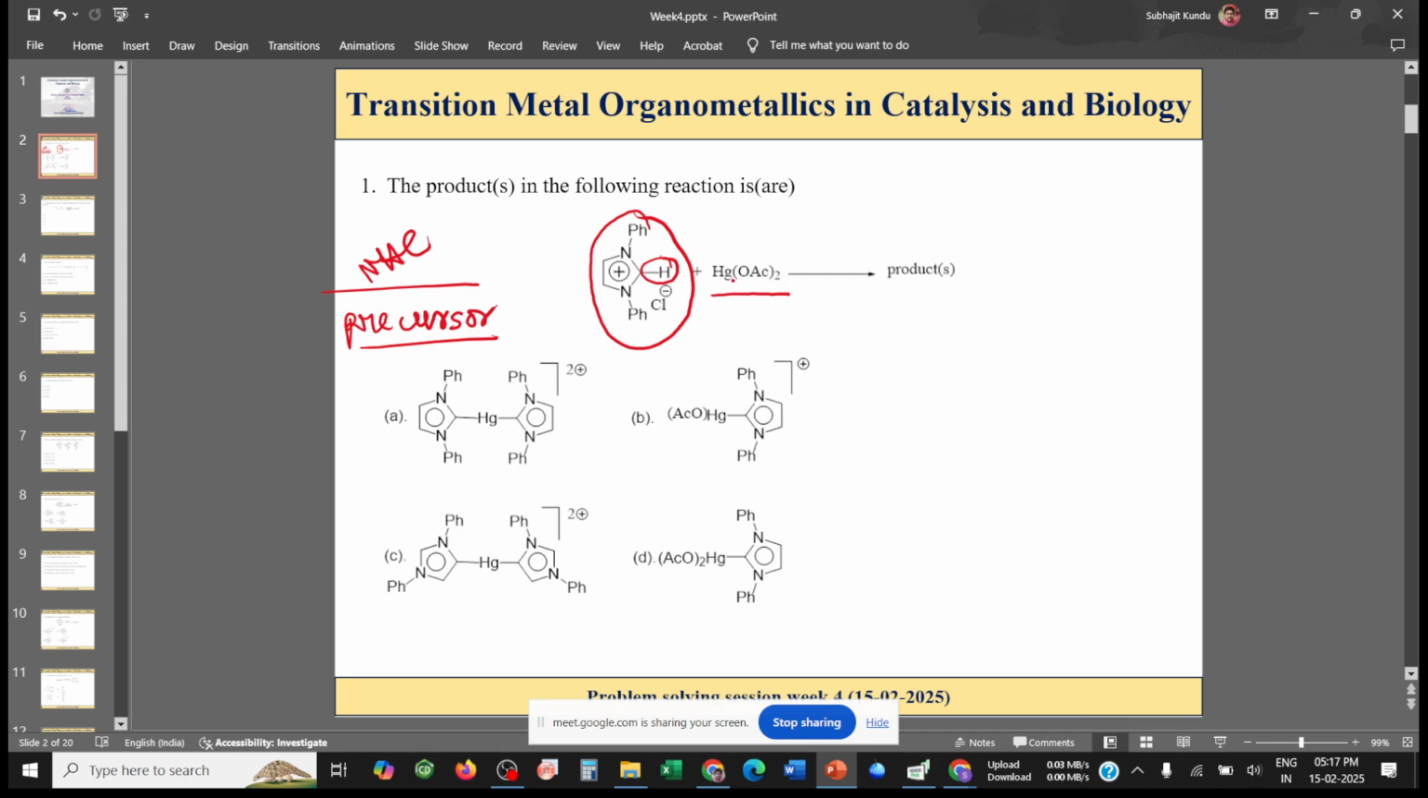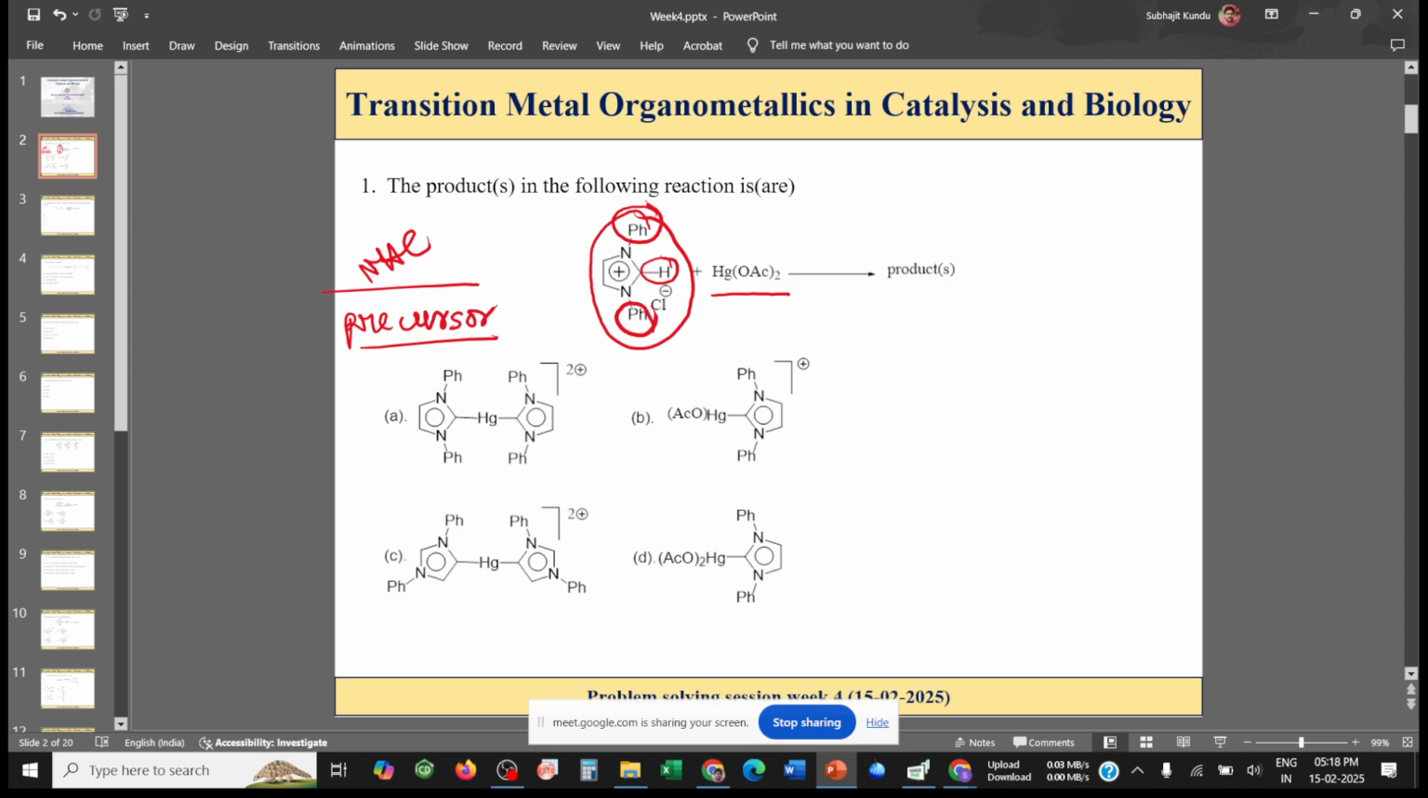But here, in presence of mercury acetate, as you see, this olefin or this carbene mechanism depends on the substituent on the nitrogen. So here only the 2-phenyl ring is there, which is not so bulky in nature. That's why it forms a dimeric complex or bis N-heterocyclic carbene complex.